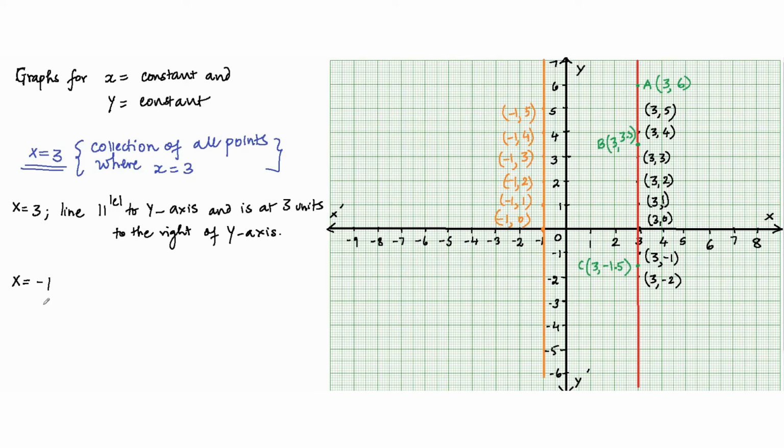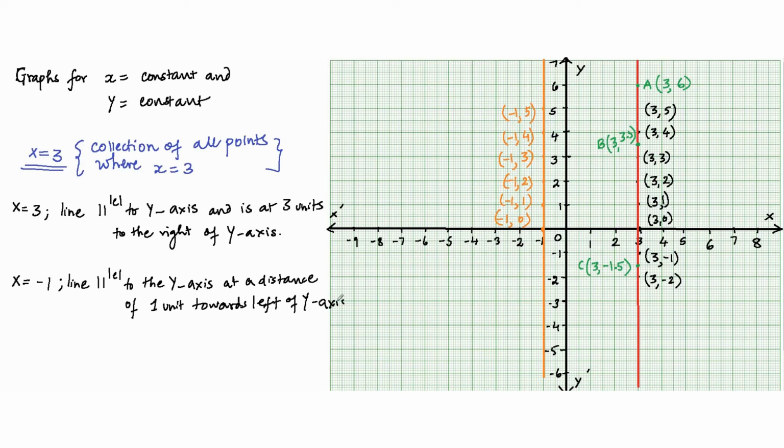So I can say that x equals -1 is basically a line again parallel to the y-axis, at a distance of 1 unit towards the left of the y-axis, right? That means if you now notice x equals 3, x equals -1.